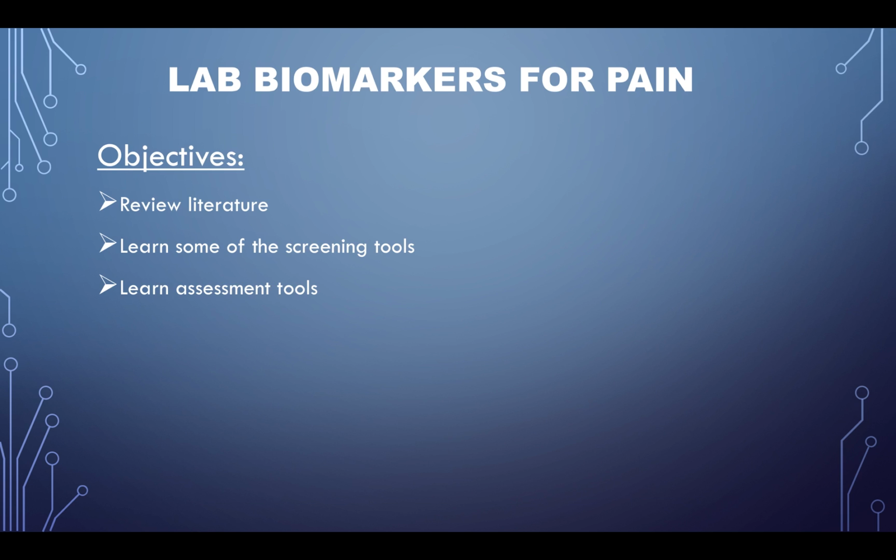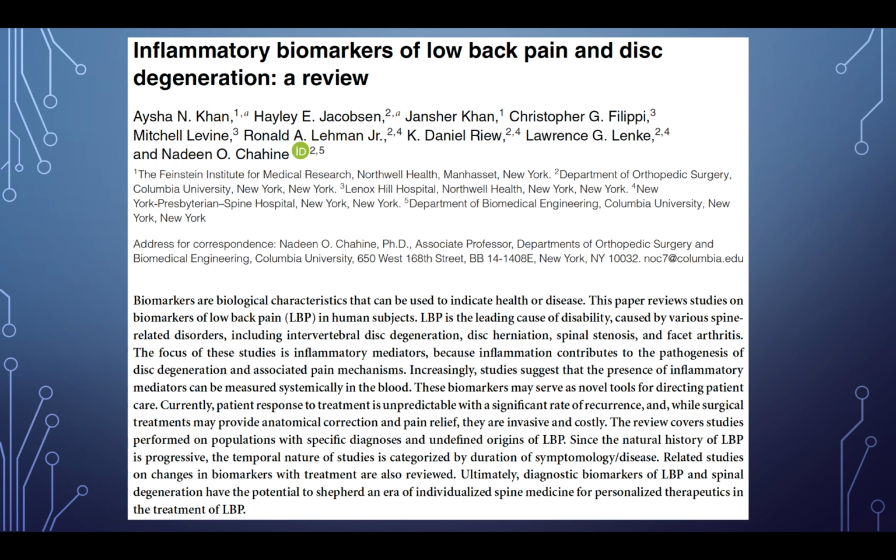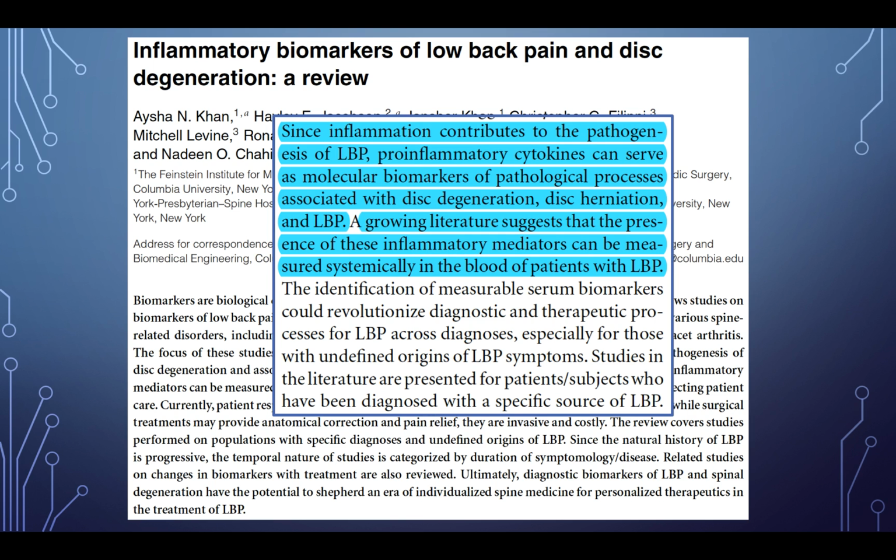So that's pretty much it for the assessment tools. We're just going to review a couple of lab biomarkers for pain, and go over a couple of papers. I really like this paper, since we are all in the alternative field working a lot, I'm assuming, with low back pain. It's on inflammatory biomarkers for low back pain and disc degeneration. It was a review article, and since inflammation contributes to the pathogenesis of low back pain, pro-inflammatory cytokines can serve as molecular biomarkers of pathological processes associated with disc degeneration, herniation, and low back pain.